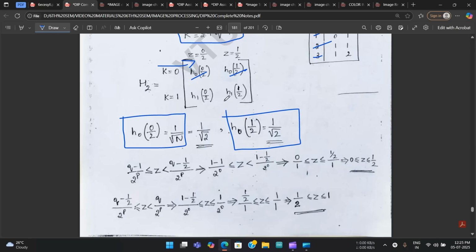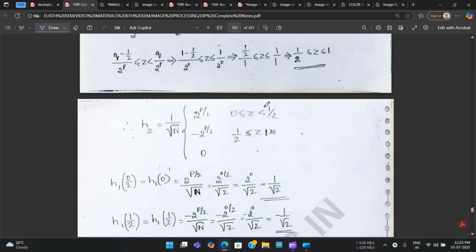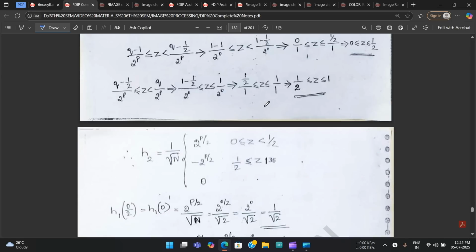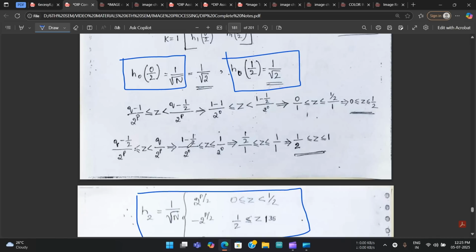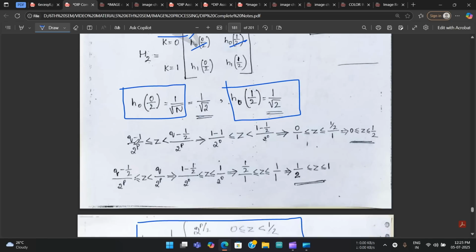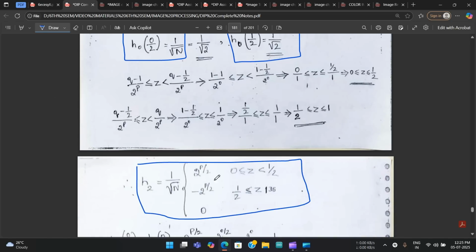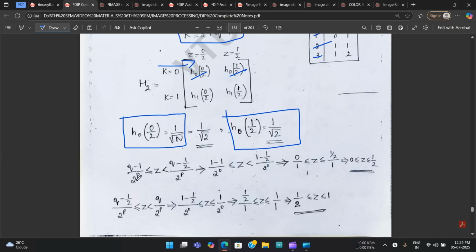First is h1 of 0 by 2, and h1 of 1 by 2. For that you should check the formula which we have written here. In that we have three sets of intervals. First, the first interval is from q minus 1 divided by 2 to the power p, with z lying between, less than or equal to z, which is less than q minus 0.5 divided by 2 power p. So here in this case we should take the value of q as 1.